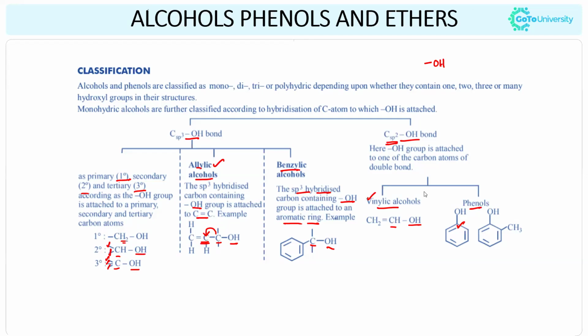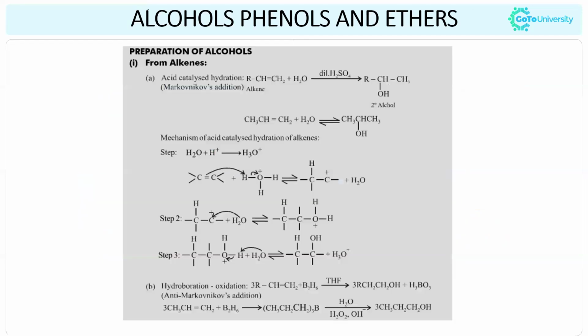Now we can move to the next one, preparation of alcohols. We have different methods for the preparation. We have to know the important preparation methods, because in past papers we can see they might ask about the mechanisms as well. There are such questions. So we have to know the exact product and the exact reagents used for the preparation. First one is preparing from alkenes.